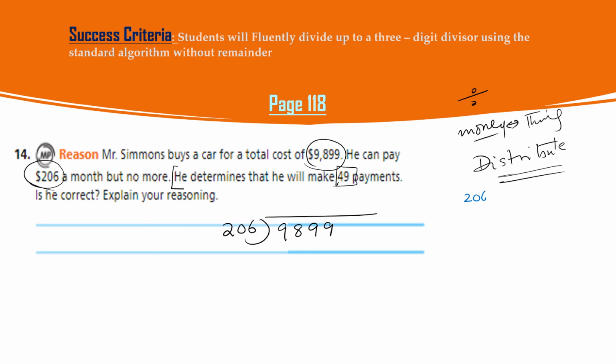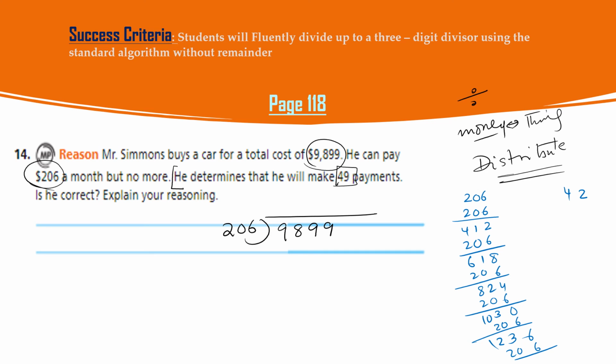Before we do, let's write the table of 206. So we have 206, 412, 618, then again 206, 824, then again 206, 1030, am I right? Again 206, it will be 1236, again 206, so it will be 1442, again 206, 1648, again 206, it will be 1854, again one more time 206, so 2060. Okay, so I wrote the times table of 206 and we will choose from here.